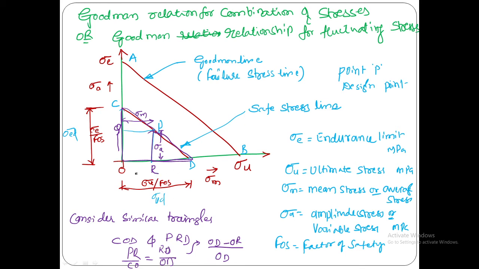Now this distance is calculated as OD minus OR. You will get this one. Now you simplify. So what is the equation? PR divided by CO equals OD minus OR divided by OD.